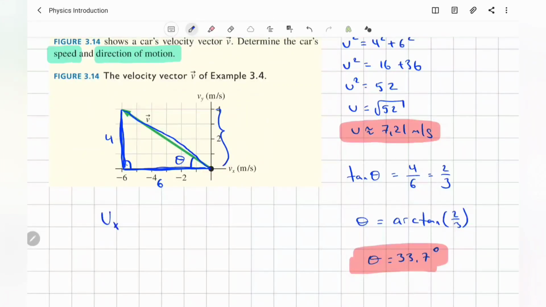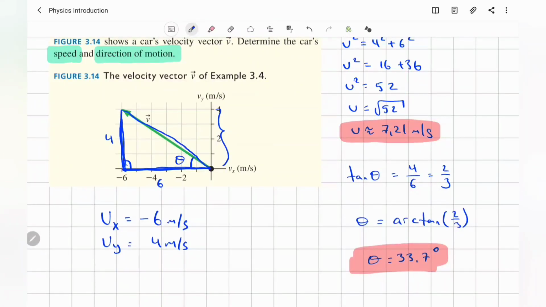So the horizontal component of this velocity is equal to negative 6 meters per second. Why negative? Because of its direction, it is moving to the west, to the left side. The vertical component is positive 4 meters per second because of direction. It's moving upward, or to the north. That's why it's a positive number.